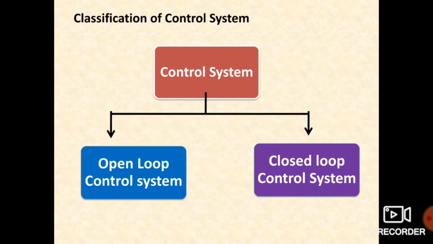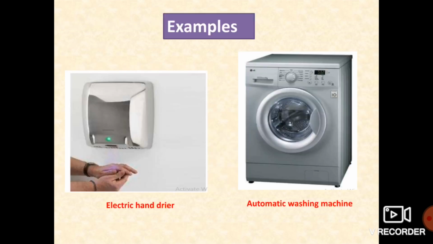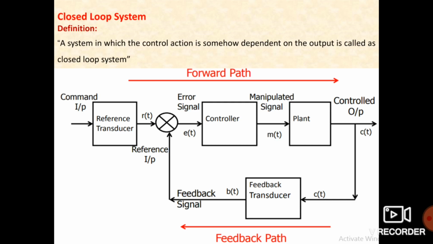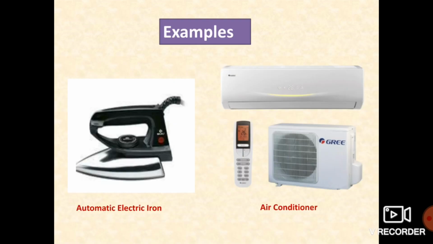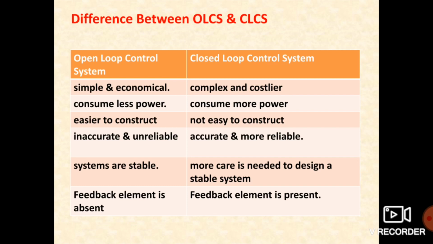And then we saw the classification of open loop and closed loop system. We have seen the definition for open loop system, its block diagram and its example, its advantages and disadvantages. And for closed loop control system also, we have seen the definition, block diagram, the examples, some advantages, disadvantages, and finally we have concluded with the difference between open loop and closed loop control system.